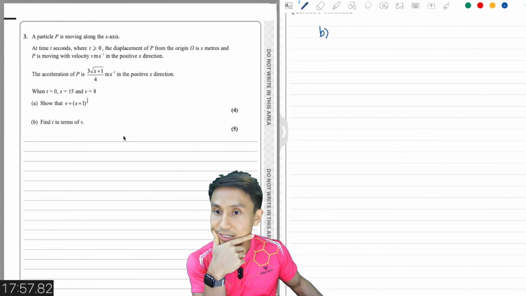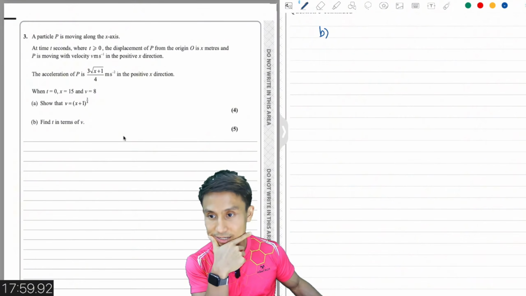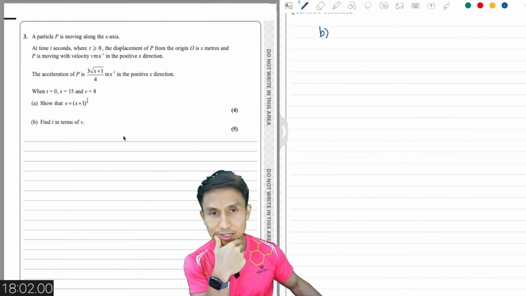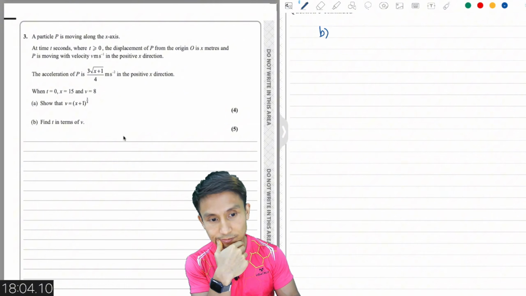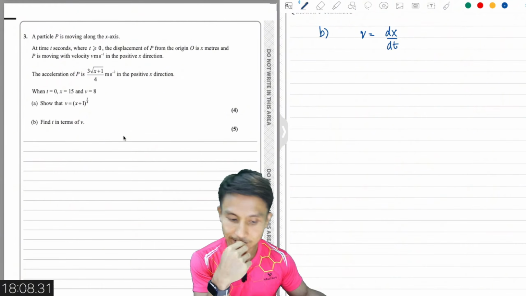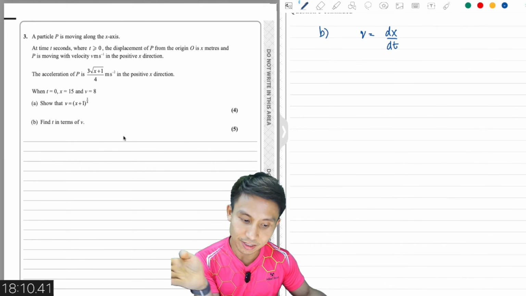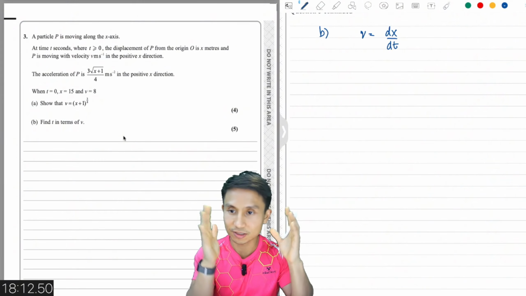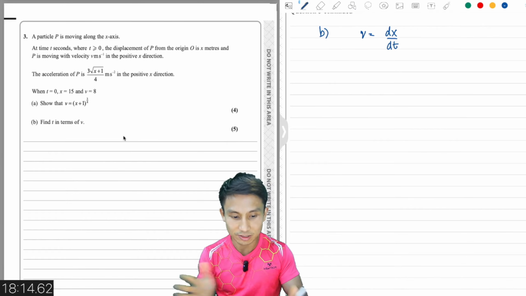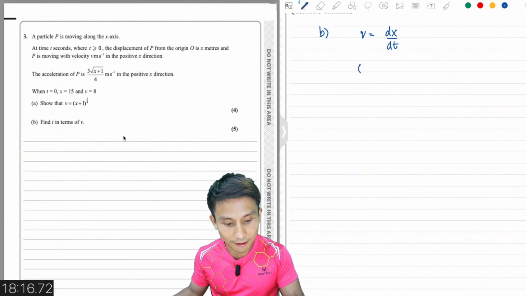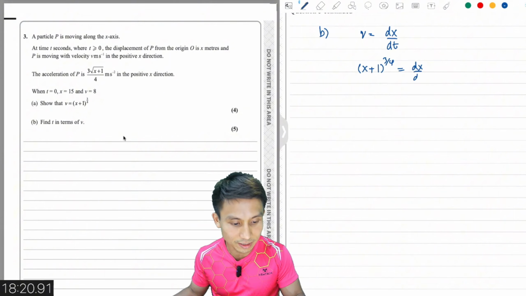So let's see, v in terms of t in terms of v. Okay, so v equals dx by dt, right? And we already got v there. So we're just going to sub in that expression of v into this. So I get (x plus 1) to the power of 3 over 4 equals dx by dt.